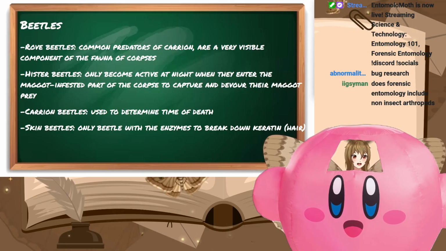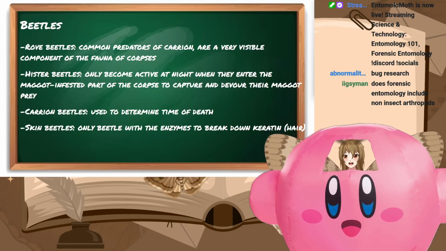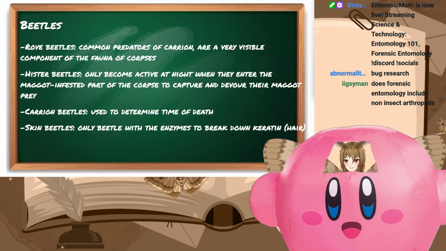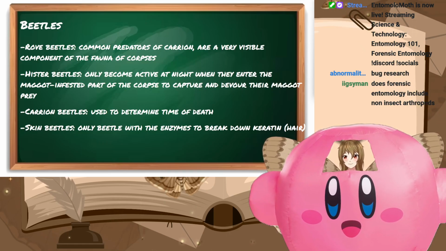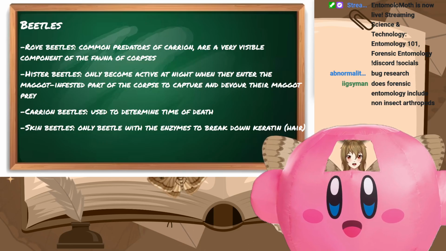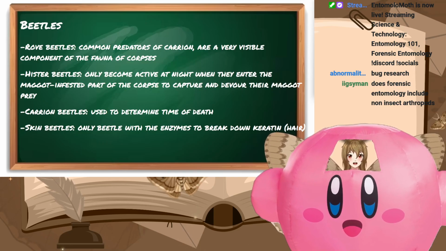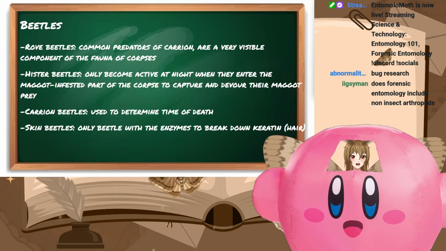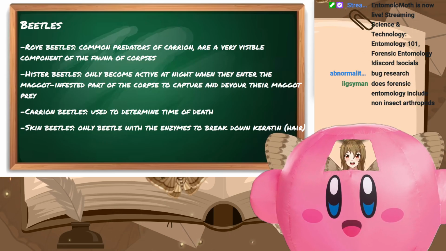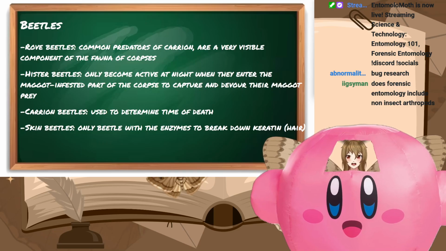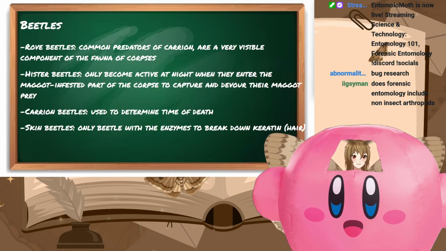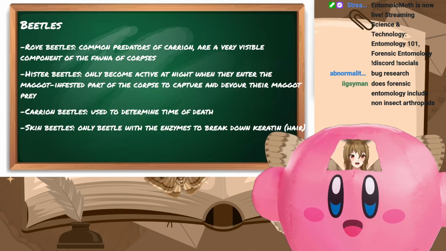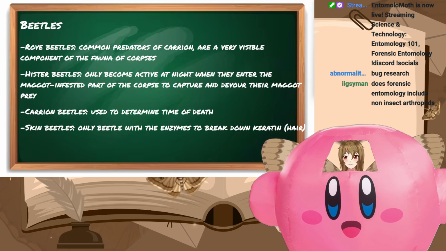But first off, we get to the beetles, not the band, but some very awesome insects, which can also help in these cases. First off, we have some rove beetles, which are very common predators of carrions. Carrions are corpses, carcasses, whatever you would want to call them, and they are very visible because they're quite large. So it can help to spot corpses if you haven't seen them, because they're quite big, and they're also easy to spot on a dead body in pictures, for example.